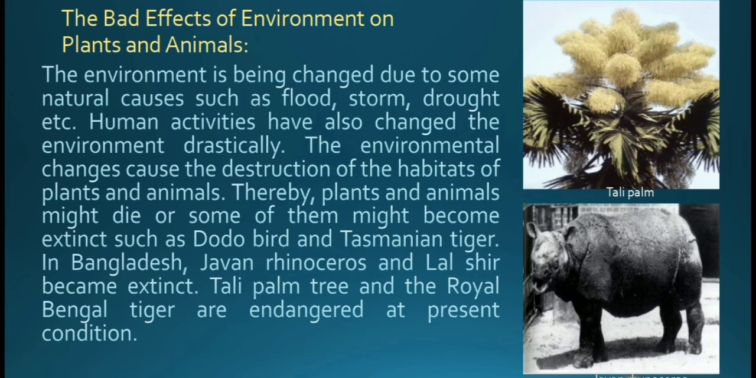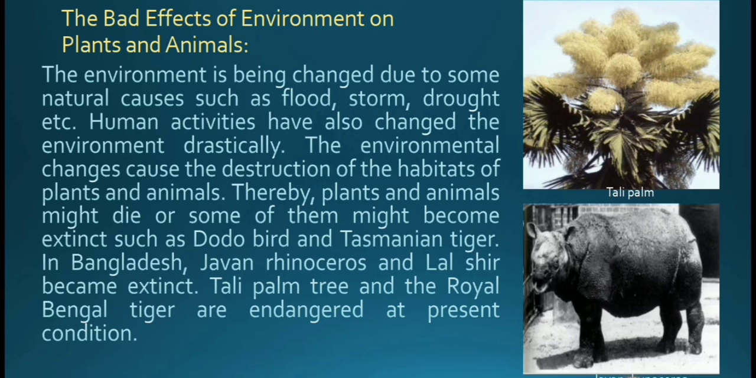Not only this, besides the natural disasters, human activities have also changed the environment drastically. Yes, human activities, we can also change the environment, and already we have changed. The environmental changes cause the destruction of habitats of plants and animals. That means if the environment changes, then the habitats of plants and animals might be in danger. Thereby plants and animals might die, or some of them might become extinct.